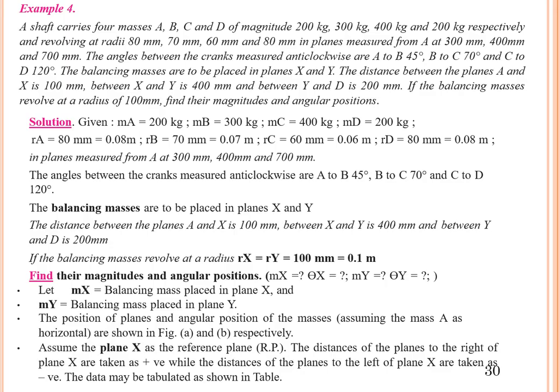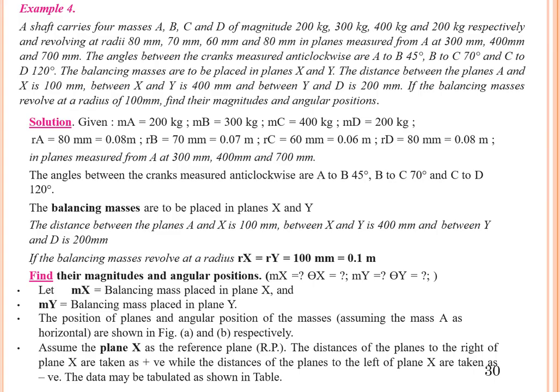So let us discuss a problem on balancing of rotating masses in different planes. A shaft carries four masses A, B, C, D of magnitude 200 kg, 300 kg, 400 kg, and 200 kg respectively, which have a revolving radius of 80 mm, 70 mm, 60 mm, and 80 mm in planes measured from A at 300 mm, 400 mm, 700 mm. So these are all the distances.